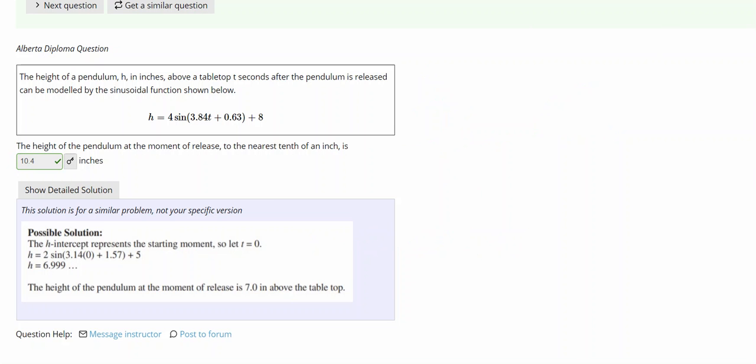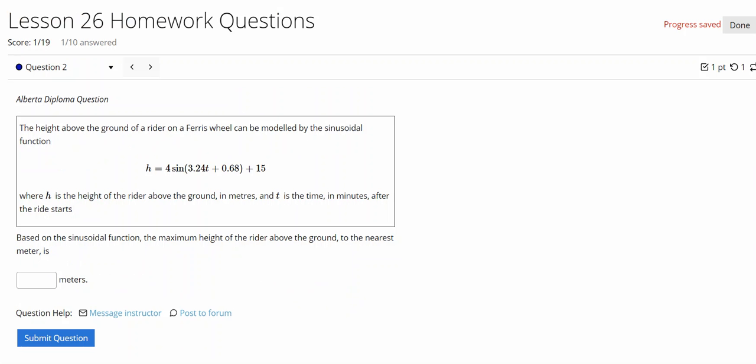Okay, so let's do some more. All right, so now if we're looking at this one, it says the height above the ground of a rider on a Ferris wheel can be modeled by the sinusoidal function, and then they just give us the function, where h is the height of the rider above the ground in meters, and t is the time in minutes after the ride starts. Okay, so based on the sinusoidal function, the maximum height of the rider above the ground to the nearest meter is. So I pretty much need to graph this thing to solve for this.